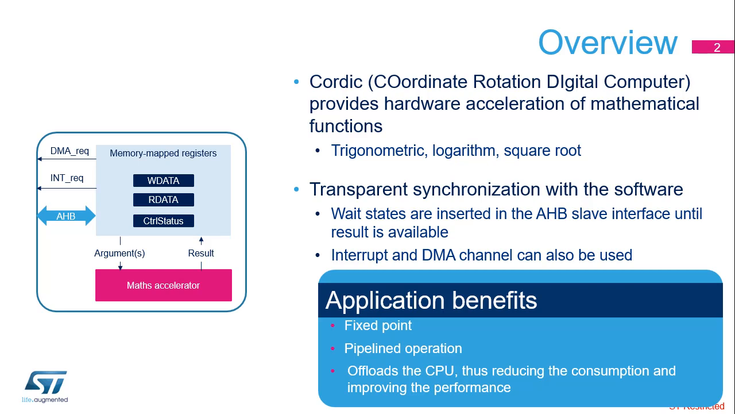The CORDIC block is an AHB slave that inserts wait states when the Cortex-M requests the result until the operation is completed. No input-output driver is therefore needed. Another approach consists of enabling the Cortex-M to handle other processing while the CORDIC calculation is in progress. In this case, an interrupt request indicates that the result is available. DMA channels can be implemented to provide the arguments from memory and to write the result to memory.